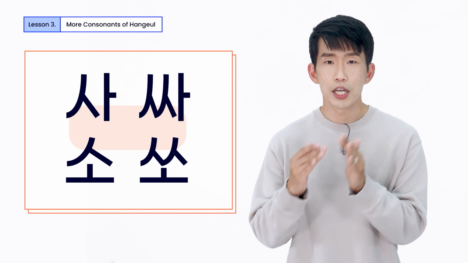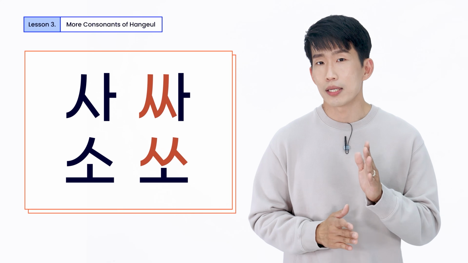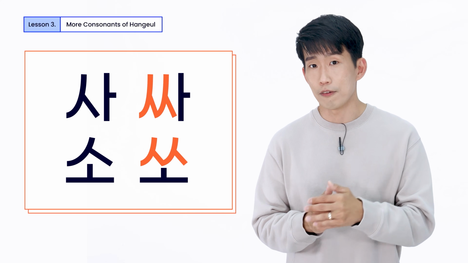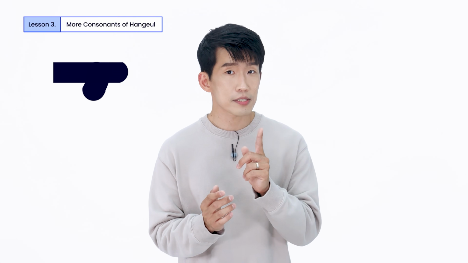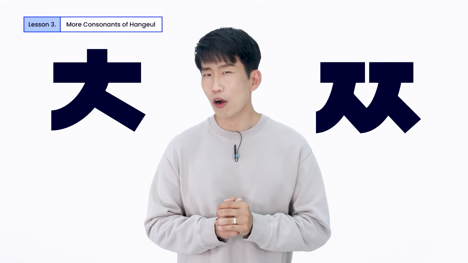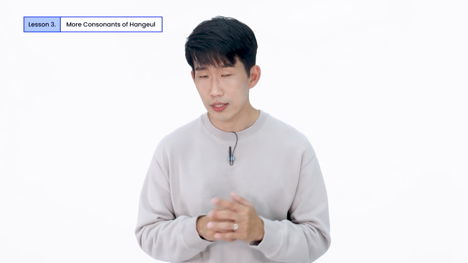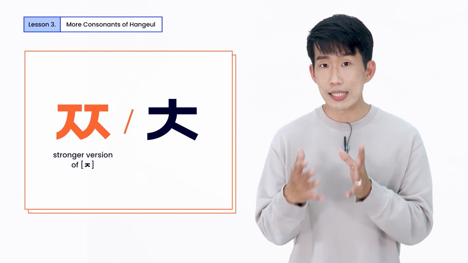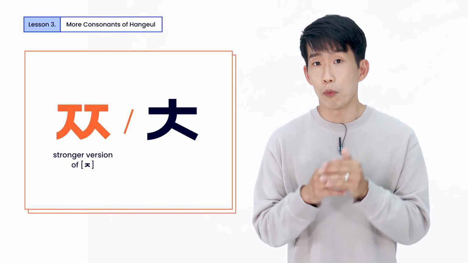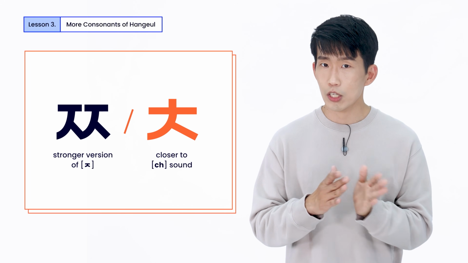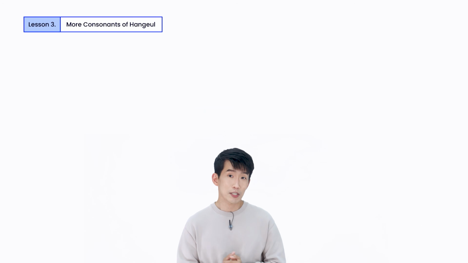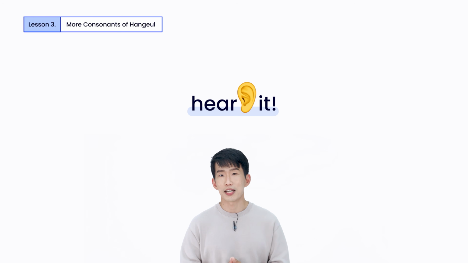사, 싸, 소, 쏘. You add more emphasis and let less air escape through the gap between your tongue and the ceiling of your mouth. But the difference between this and this can be a little bit harder to tell at first. Double 지읒 or 쌍지읒, it's a stronger version of 지읒, so it's higher pitched and more forced, and 치읓 is closer to the CH sound in English. And of course, the best way to distinguish them is by hearing them a lot side by side, and we're going to do that right now.